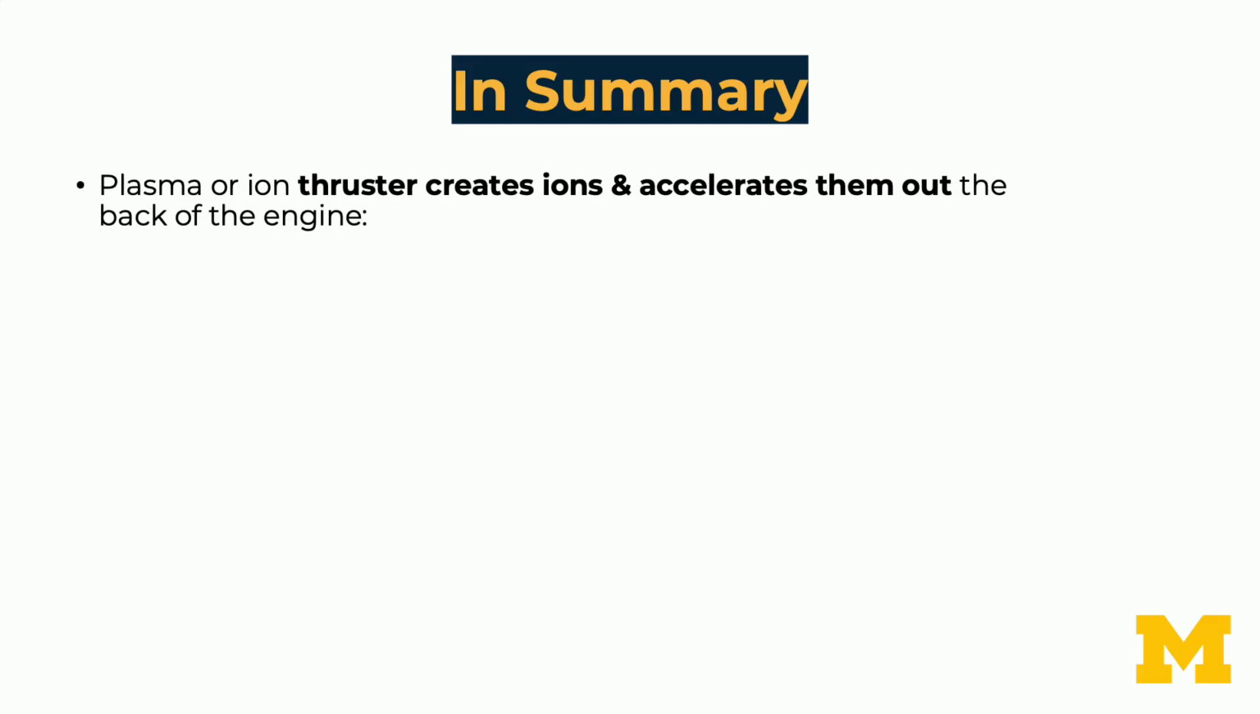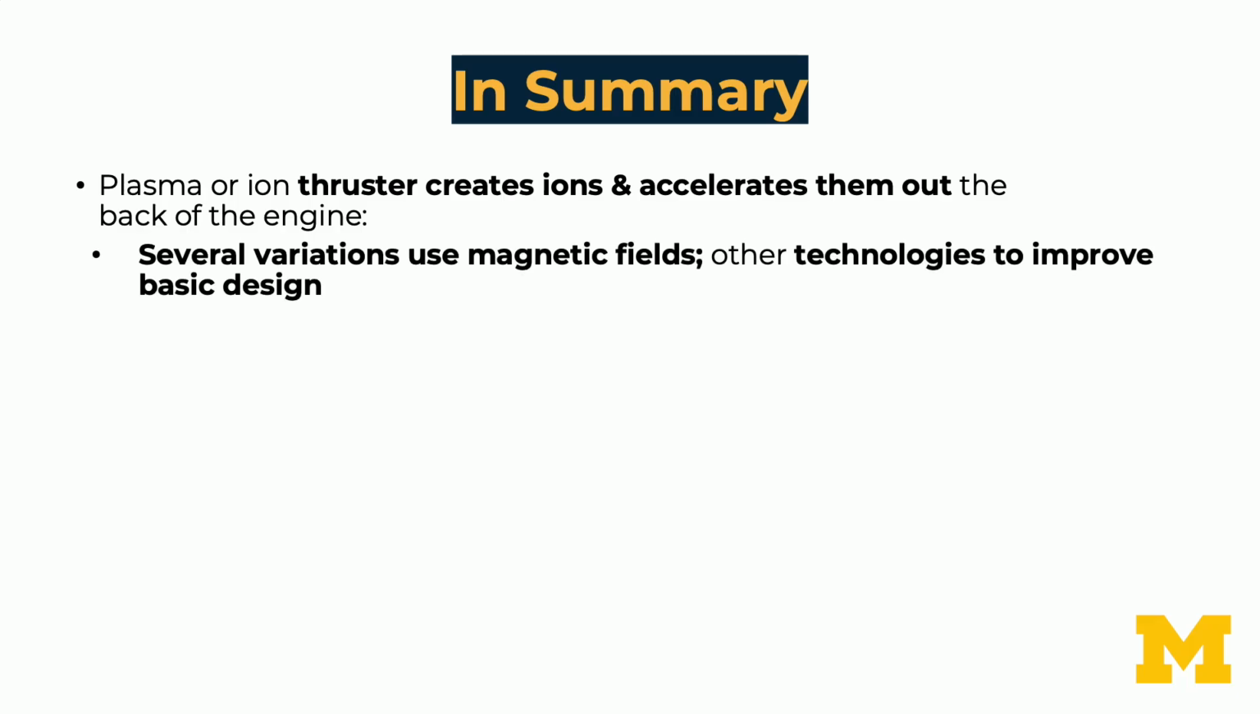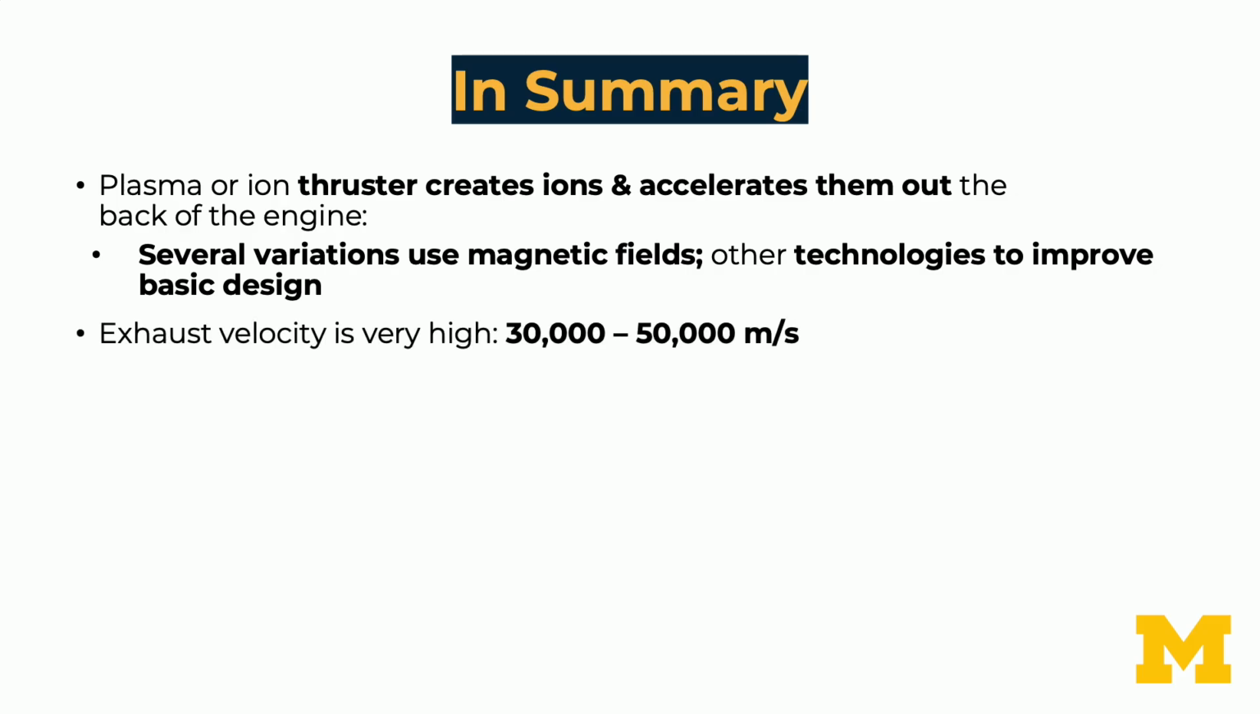So in summary, a plasma or an ion thruster creates ions and accelerates them out the back of the engine. There are several variations that use magnetic fields or other technologies to improve the basic design. But still, the basic design is you create ions and electrons, you accelerate them out the back, and you can get exhaust velocities that are 30,000 to 50,000 meters per second, which is just unbelievably great.